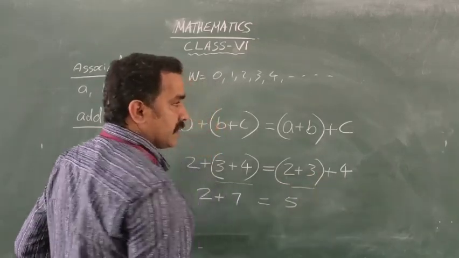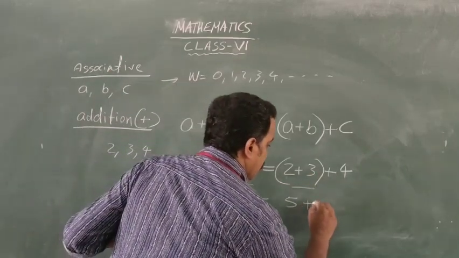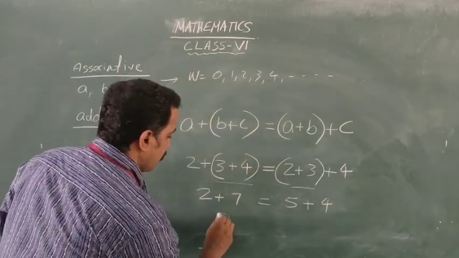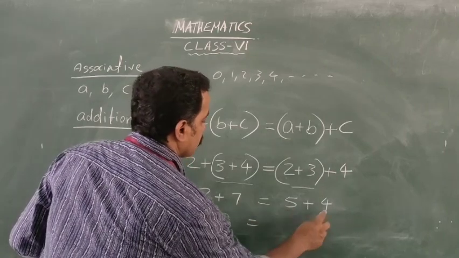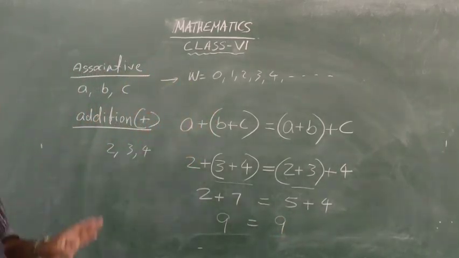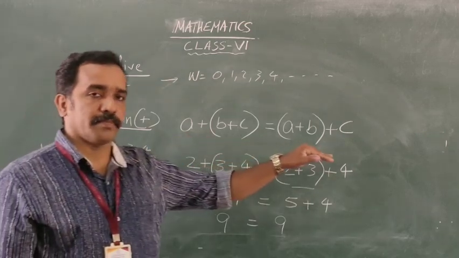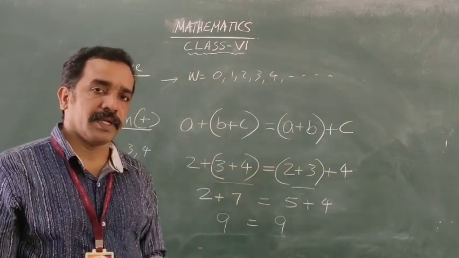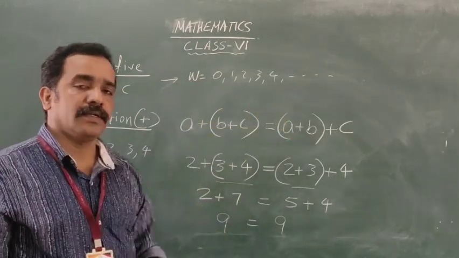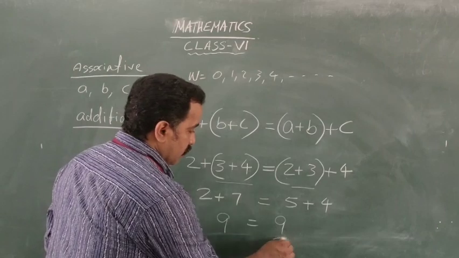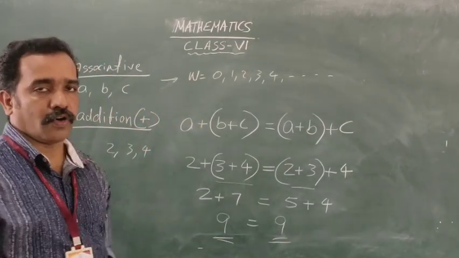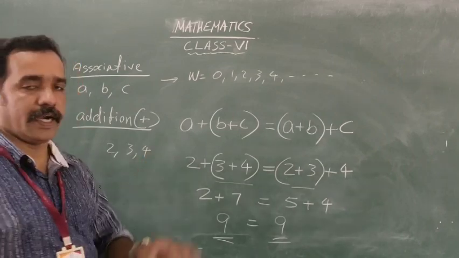Here 2 plus 3 is inside the bracket. Then plus 4. Now look at the sum. 2 plus 7, 9. 5 plus 4, 9. So in the case of addition, if you take any three whole numbers, you can group them in any order. In any order you add them, the sum will be the same. So that property is called the associative property in the set of whole numbers with respect to addition.